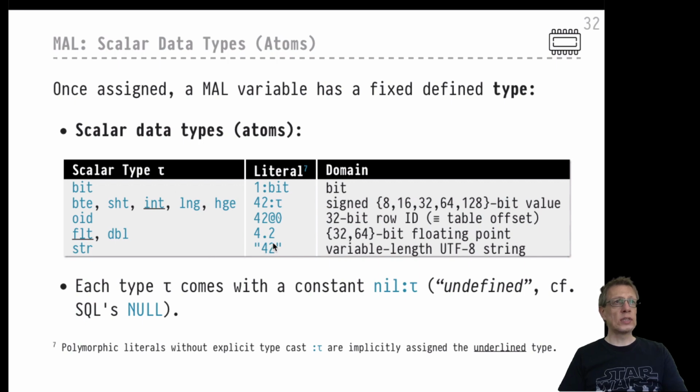These are variable length strings. In mal they are put in double quotes, and they are actually encoded in UTF-8. Additionally, each of these scalar types has a nil value. A nil value is similar to the null value in SQL. It's not quite the same thing, but it's very similar. And I have, of course, nil values of the different types. I can again append a colon and a tau here, the type tau. Okay, so these are the atoms, the scalar values I can manipulate in a mal program.